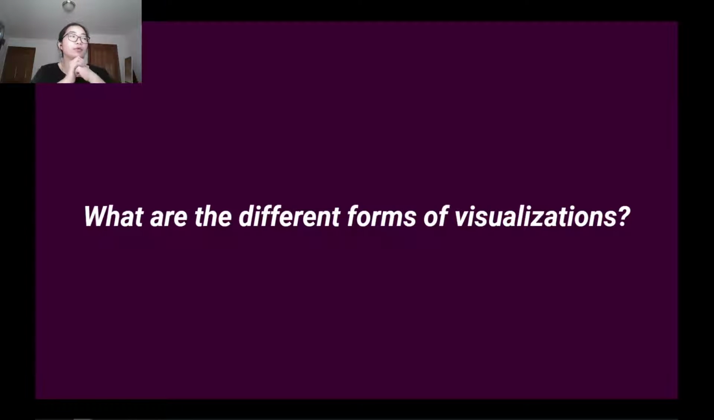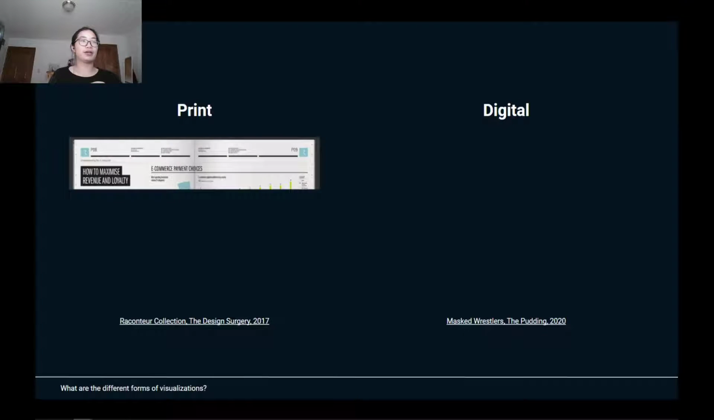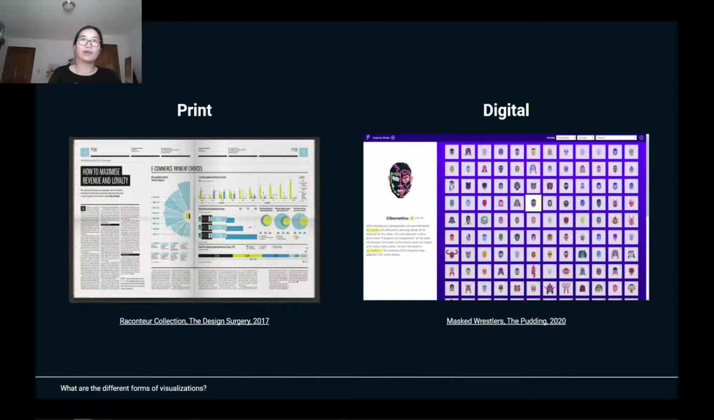All right, so what are different forms of visualizations? There's way too many, but I'm trying my best to condense it here. So in general, there's print and there's digital, right? So print: magazines, posters. This is by the Design Surgery. I think they have great reports. They're a great reference. Digital, so masked wrestlers.